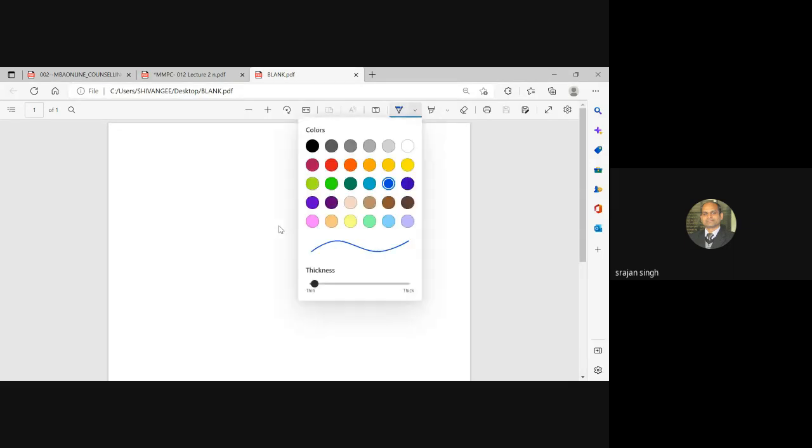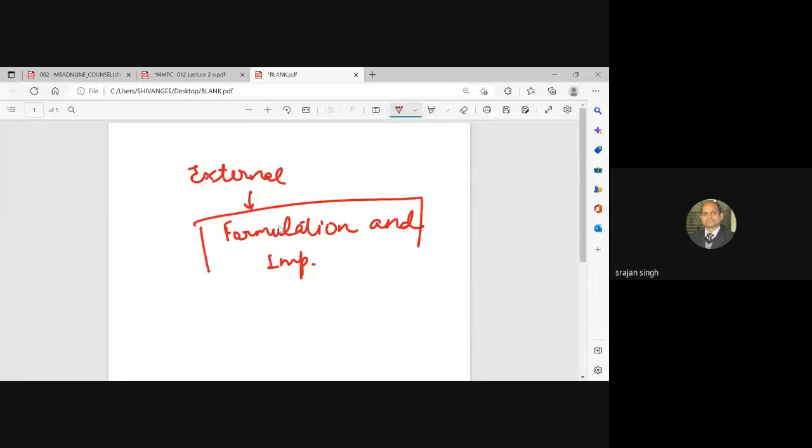So this model was saying that the external environment poses challenges for the formulation and implementation of a strategy. So this is one thing which we have discussed right now.